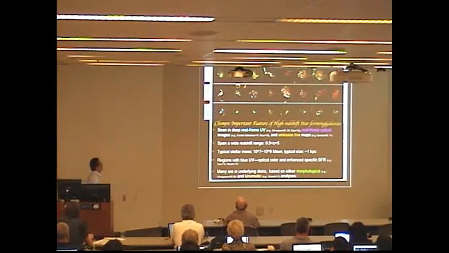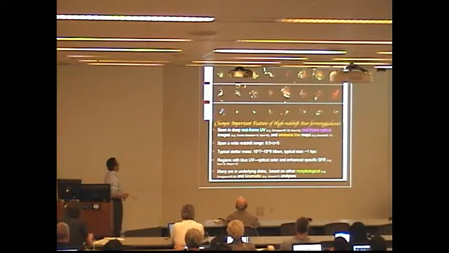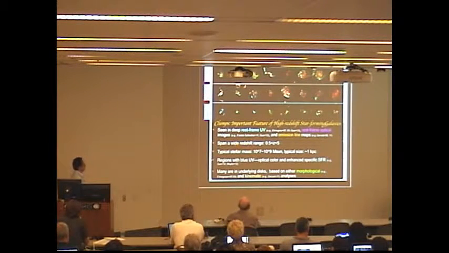Here are more examples of clumpy star-forming galaxies at redshifts from 1 to 2 to 3. Those clumps are mostly seen in rest-frame UV and optical images. They are also seen in emission line maps, for example, H-alpha maps. We can find those clumps spanning a wide redshift range, 0.5 to 5. The typical stellar mass is 10^7 to 10^9, and the size is about 1 kiloparsec or less.